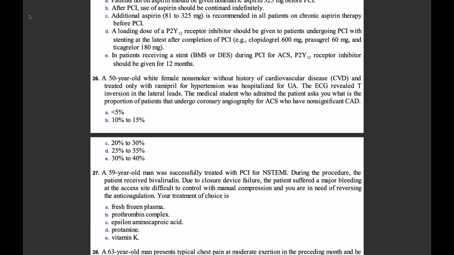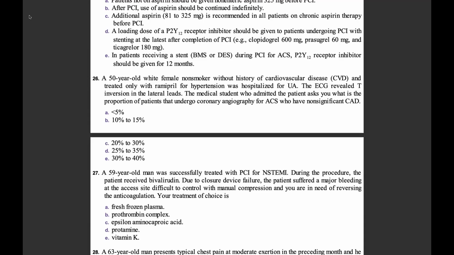Then the study also found that 12% had non-significant coronary artery disease. That's the explanation that they give. However, they show option C, which is 20 to 30%. Going by the explanation, I think that 10 to 15% that I got from my research is likely to be the right answer for this question.